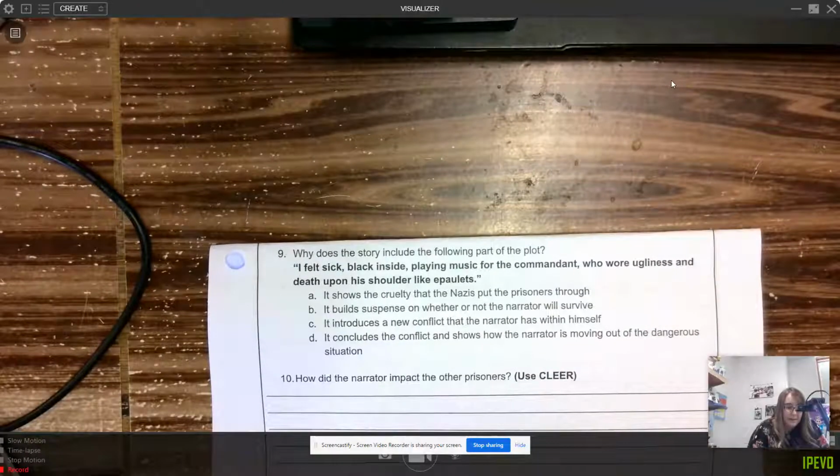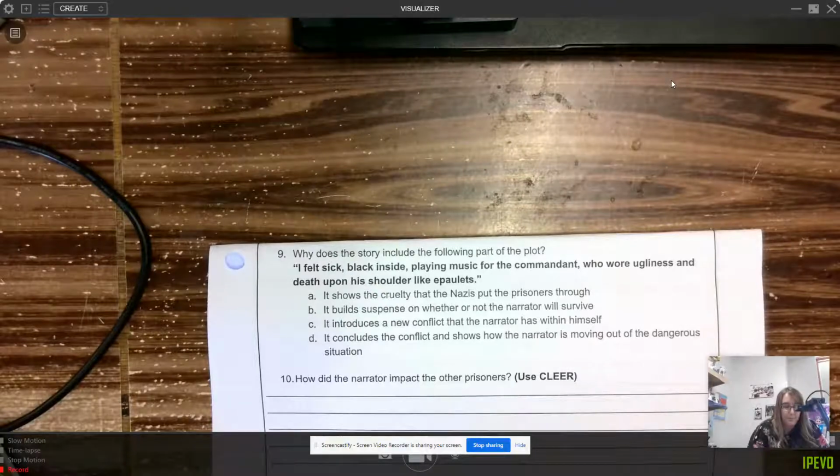I felt sick, black inside, playing music for the commandant, who wore ugliness and death upon his shoulders like epaulets.